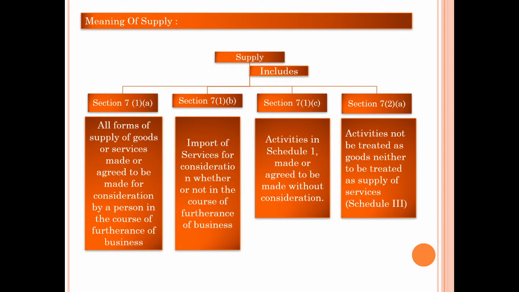Today we'll discuss the most important topic under GST, that is supply. This is so important because GST is leviable on supply of goods and services. Now supply is explained under section 7, subsection 1, clause A, B, C and subsection 2.